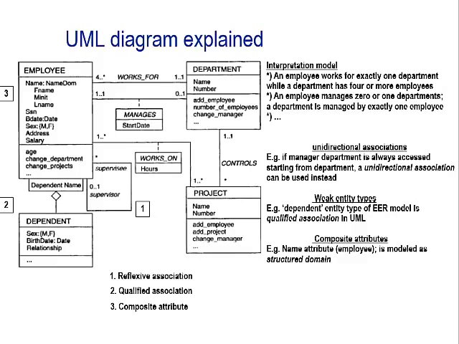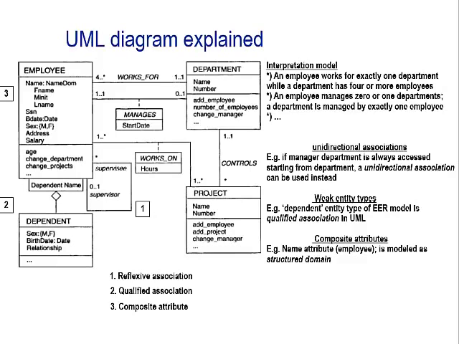Also important is that we have a weak entity type dependent, which is a dependent from a particular employee. This could be a kid, this could be a spouse, right? Husband or wife, or a child. Here we have modeled that using a qualified association, whereby the qualifier in our particular case is dependent.